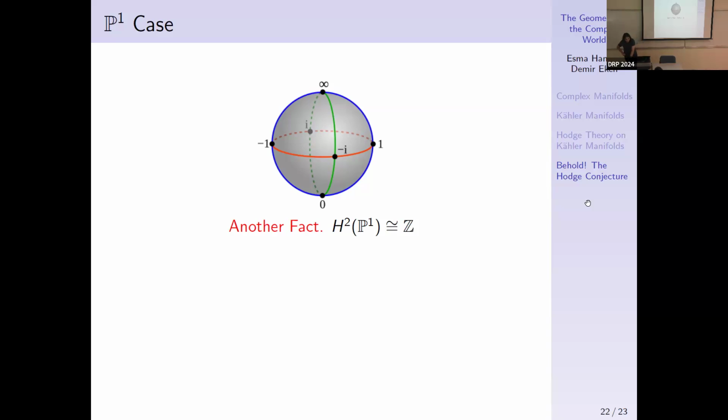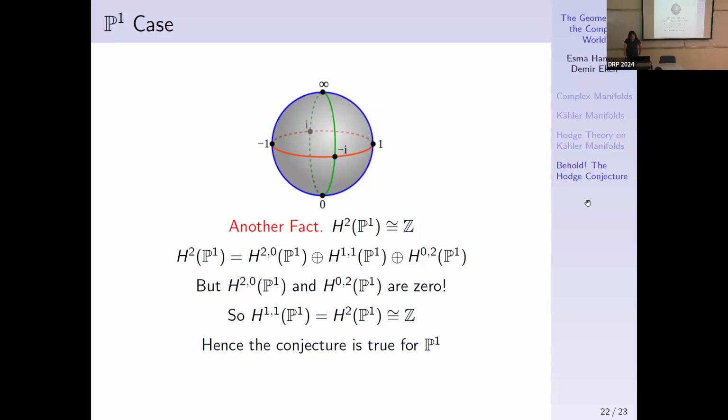And then from the Hodge decomposition theorem, we decompose our cohomology into its parts. And then you see that H^(2,0) and H^(0,2) are just 0. And you get that H^(1,1) is actually equal to the second cohomology of P1. And it was the integers, so the conjecture is true for P1.